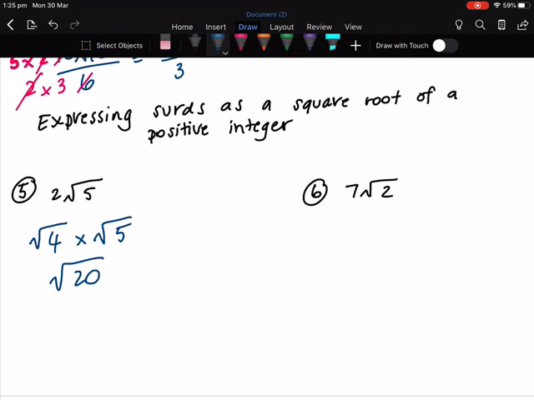And same thing over here. I can write 7 as the square root of 49. So that becomes the square root of 49 times the square root of 2, which becomes the square root of 98. All right, I hope that helps.